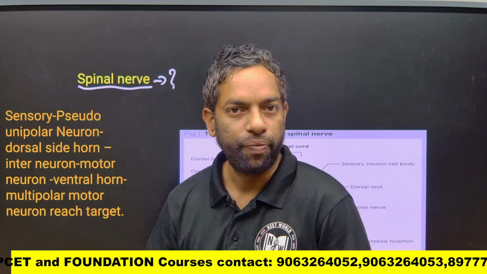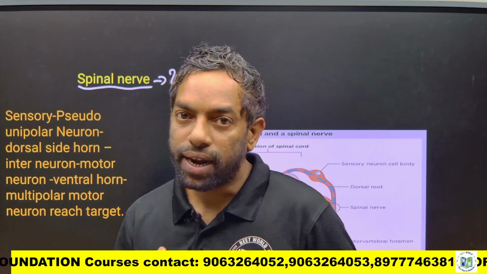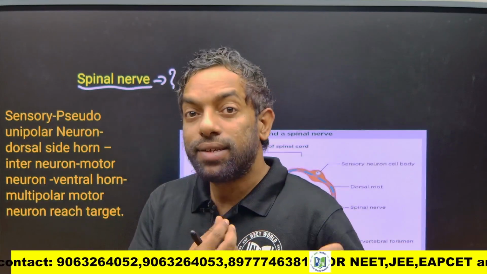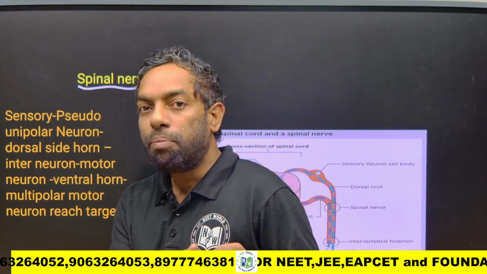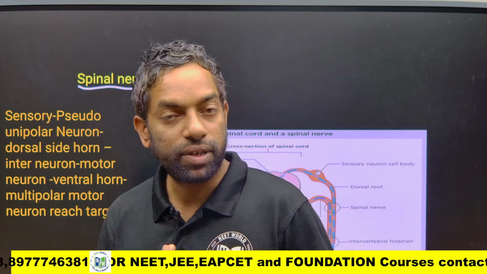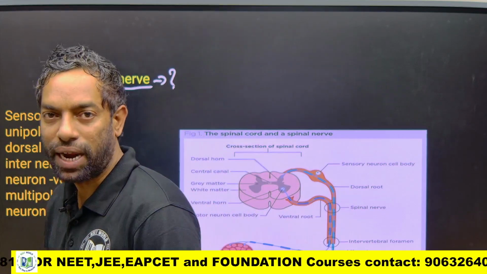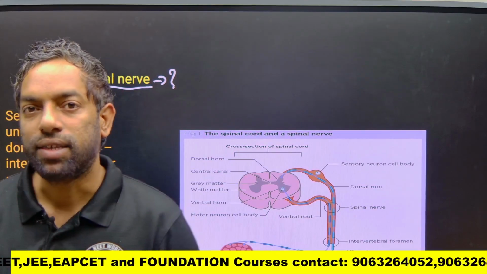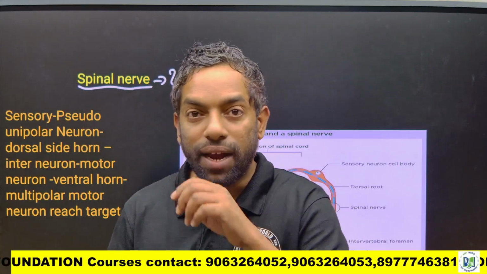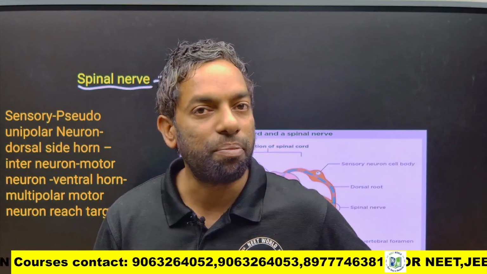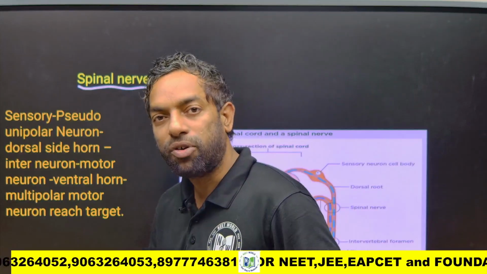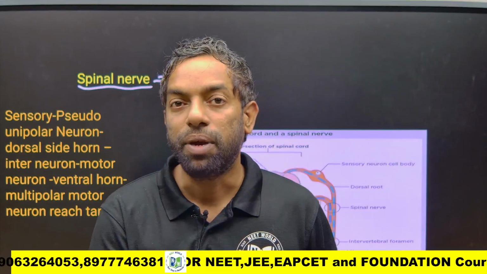What is a spinal nerve? All peripheral nerves are directly connected to the spinal cord. They take sensory information from the peripheral nervous system into the spinal cord, and the spinal cord carries the nerve information forward to the brain. The brain analyzes it and gives feedback to the motor neurons through the spinal cord into the peripheral system. Sensory neurons and motor neurons together form the peripheral nervous system.